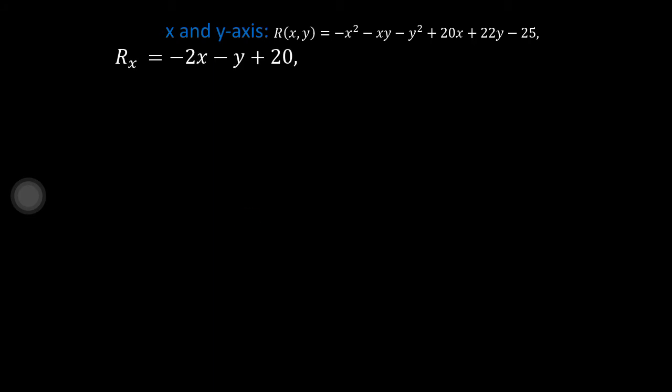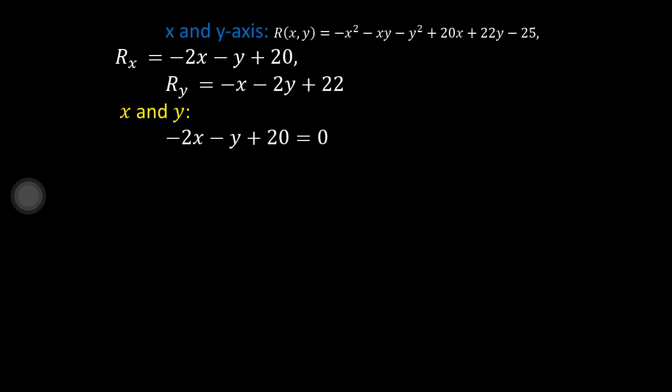So, yung sa first solution natin, find the partial derivatives of r with respect to x and y. So, yung r sub x natin is equal to negative 2x minus y plus 20. Nakuha natin siya sa original na function. Makikita natin sa taas yung tabi ng x and y axis. Then, r sub y is equal to negative x minus 2y plus 22. Then, solve the system for x and y.